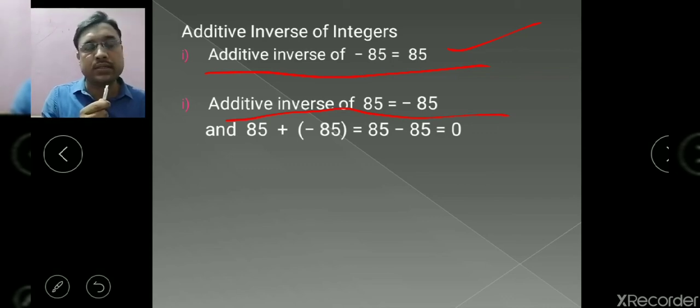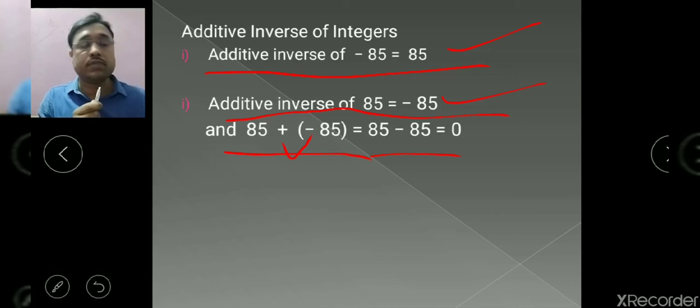You have seen how the nature changes here. The positive number becomes negative, but the numerical value is the same here, 85 only. So additive inverse of 85 is minus 85. And the most interesting fact, you see that 85 plus minus 85, this plus and minus will multiply here. Then 85 and minus 85 is equal to 0.